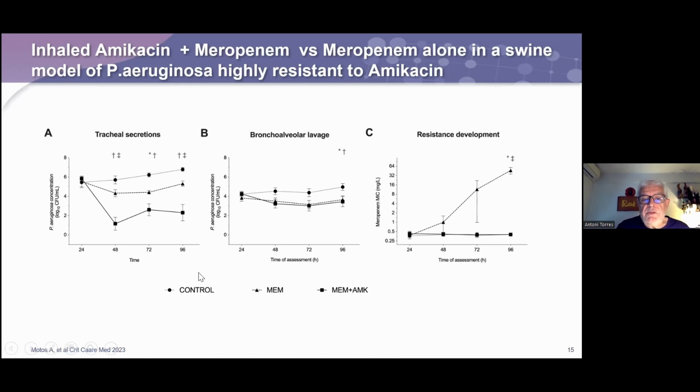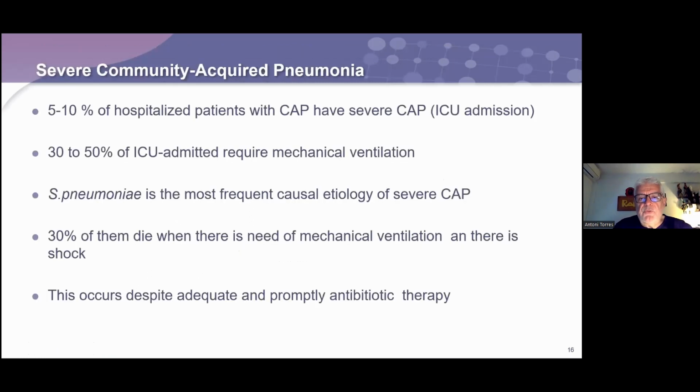Over time, they maintained low levels of Pseudomonas aeruginosa, and there were differences in the bronchoalveolar lavage. Importantly, in animals receiving aerosolized antibiotics plus meropenem, there was less development of resistance of Pseudomonas aeruginosa, and by contrast, in the meropenem group there was a 30% appearance of resistance. During the study, animals were ventilated for 4 days.